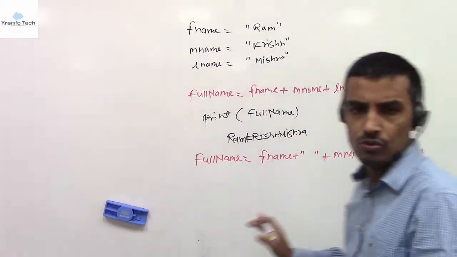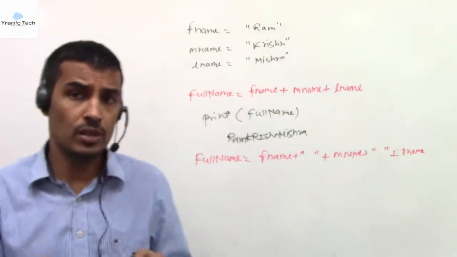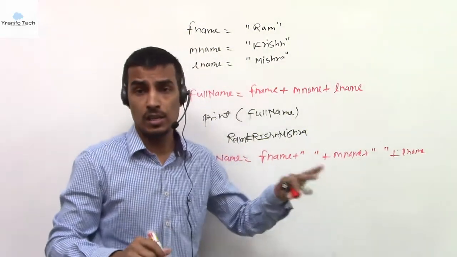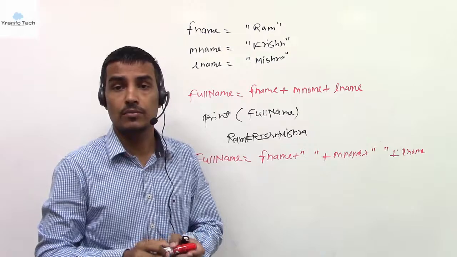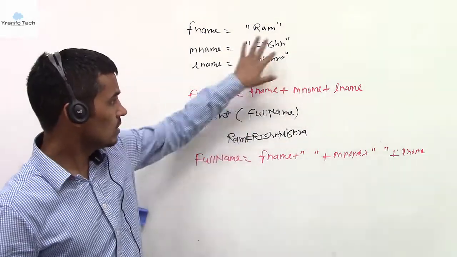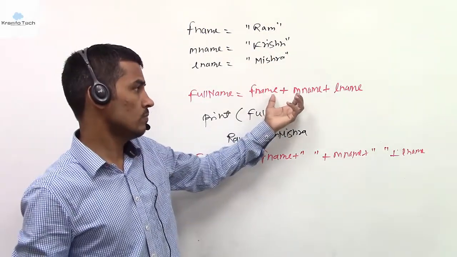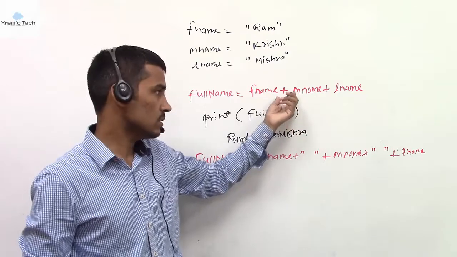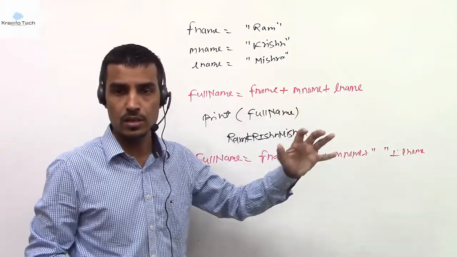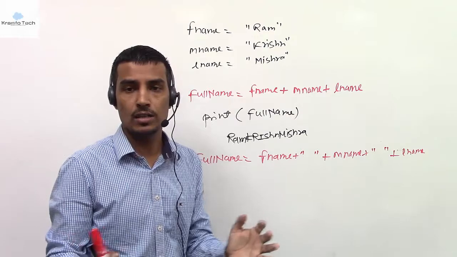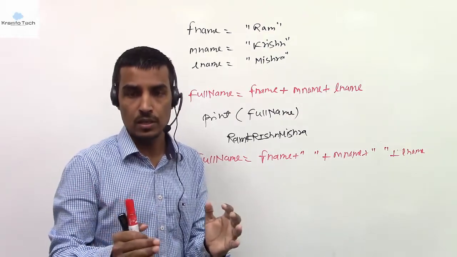These are a few things you should focus on while dealing with string variables. This is called concatenation. The plus is the concatenation operator. Using that, you can merge two strings into a single string.